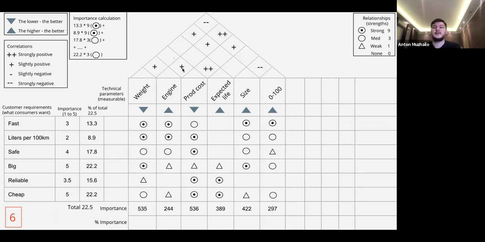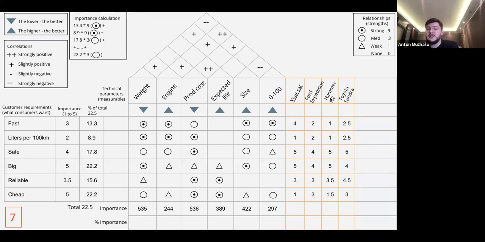Then you need to define the relationships between technical parameters and the customer requirements. So you would think weight with fast, weight with liters per 100 kilometers, weight with safe, weight with big, etc., and establish each of those here. And now you will have to apply certain coefficients to each of those technical parameters right here. So if we multiply it, we have the importance of some technical parameters here. Then we also would create the benchmark. Our car with some different cars. There will be the Ford Expedition, Hummer H2, and Toyota Tundra, right? So we have here the parameters with these cars and our own car.